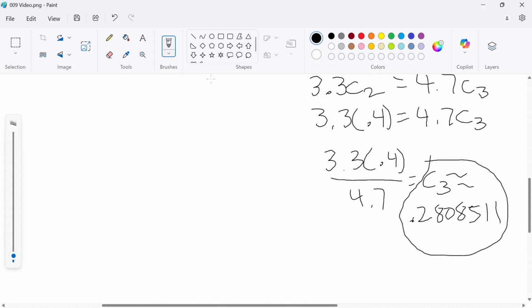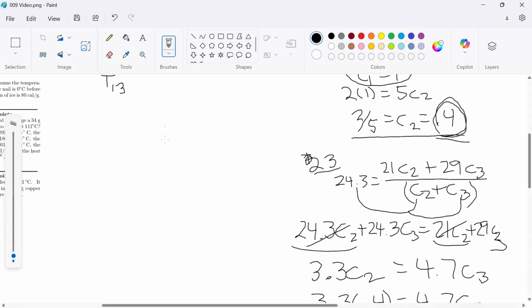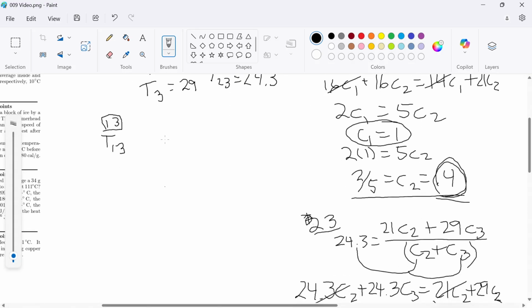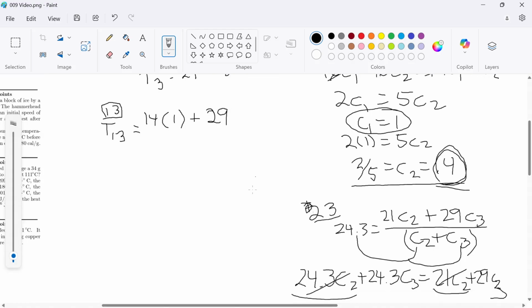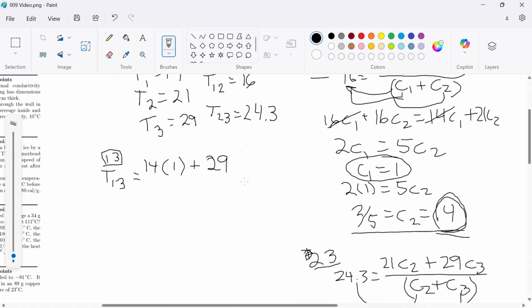So now I've got C1 and C3 for when I mix liquid 1 and 3. All right, what is the temperature for 1 and 3? It equals the temperature for liquid 1, which was 14, times C1, which I set to 1, plus the temperature for liquid 3, which is 29, times C3, which is 0.2808511.